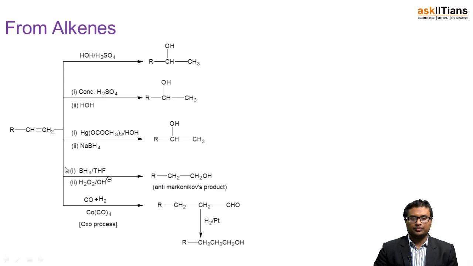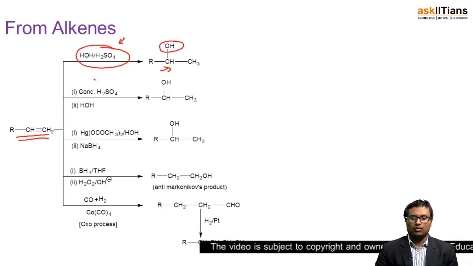From alkenes. Here you can see the different methods to convert a given alkene into alcohol. Now, if your reagent is H2O and H2SO4, you will get a 2-degree alcohol, because here the first step is formation of a carbocation, and you know that a 2-degree carbocation is more stable. So, that is why you have a 2-degree alcohol.